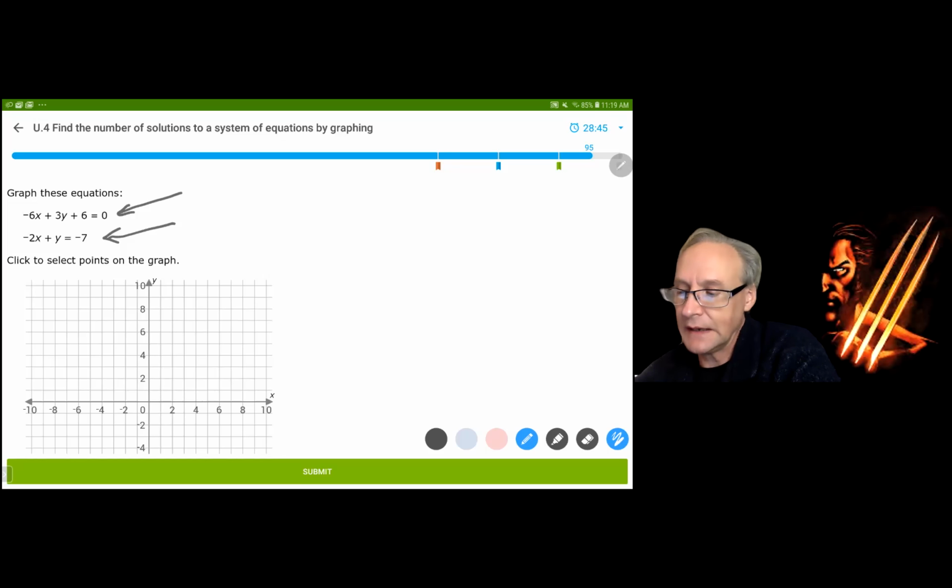But let's take a look at that top one. I'm going to go ahead and get it in normal standard form by subtracting 6 from both sides. So I have -6x plus 3y equals -6. Now this one has some pretty easy intercepts. If I put x equal to 0, I get -2 for y. If I let y equal 0, I get 1 for x. So there's my top equation right there.